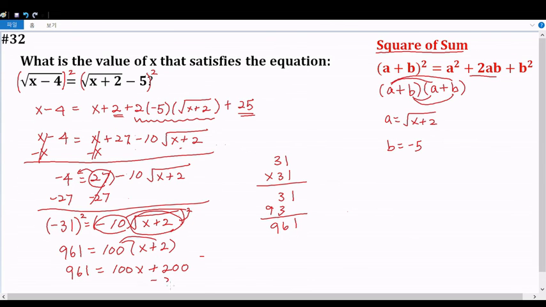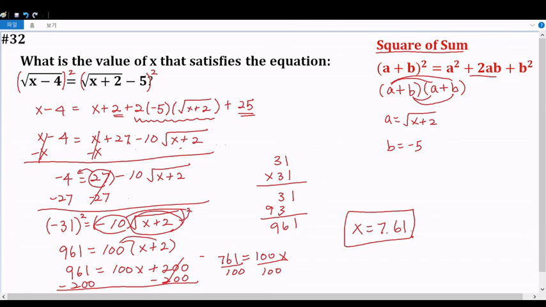Then we can solve for x by subtracting 200 on both sides. Then we get 100x is equal to 761. And we divide it by 100. Then we get x is equal to 7.61. So our answer is 7.61.